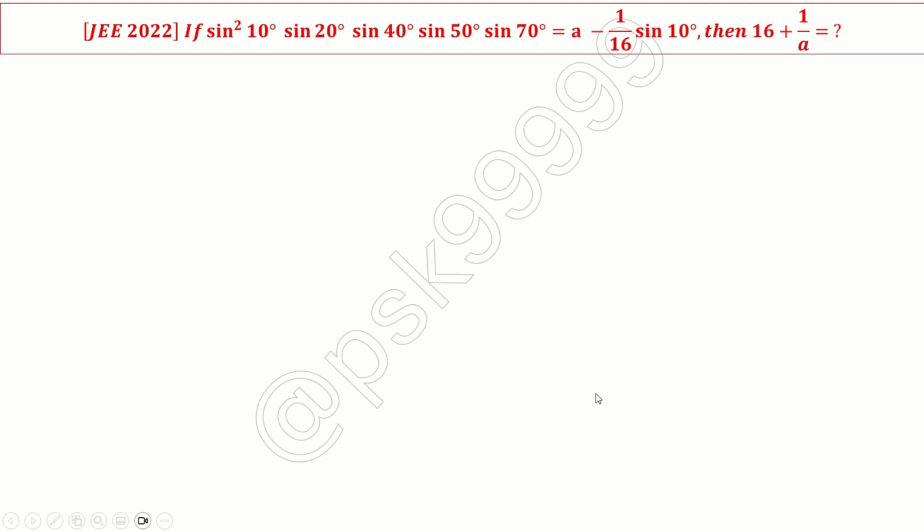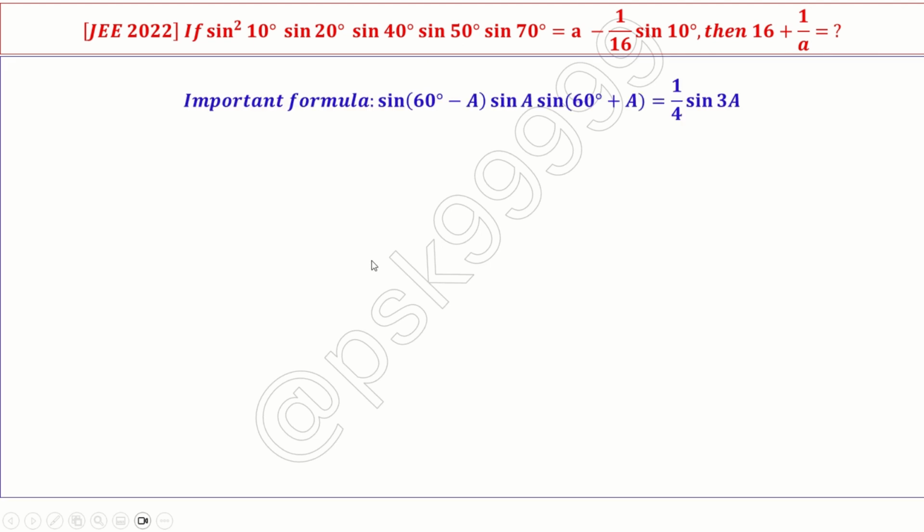Next problem. If sin 10 degrees, sin 20 degrees, sin 40 degrees, sin 50 degrees into sin 70 degrees is equal to a minus 1 by 16 sin 10 degrees in this format, then what is the value of 16 plus 1 by a? Before starting this one, we need to learn another very important trigonometric formula. If you have sin 60 minus a into sin a into sin 60 plus a, use this formula, which is equal to 1 by 4 sin 3a. This is very useful and will help a lot.